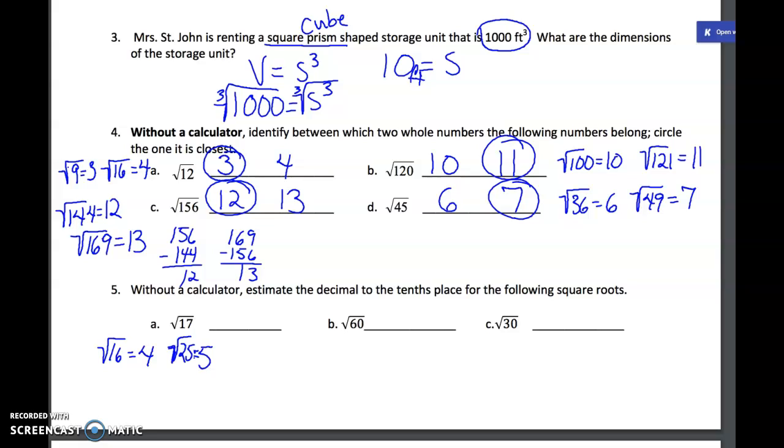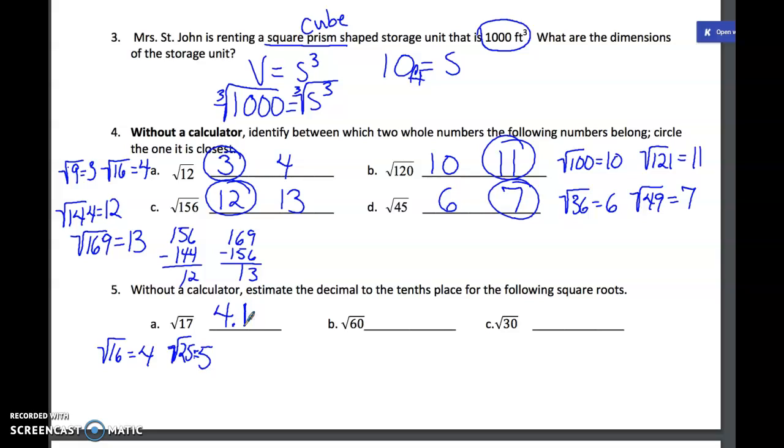So we know that square root of 25 equals 5, so square root of 17 comes right in the middle. Now this time we're trying to figure out what the decimal would be to the 10th place. When I think about square root of 17, it's really close to the 4, so my whole number is going to be 4. And it's just slightly bigger, so I'm going to estimate that it is about 4.1.